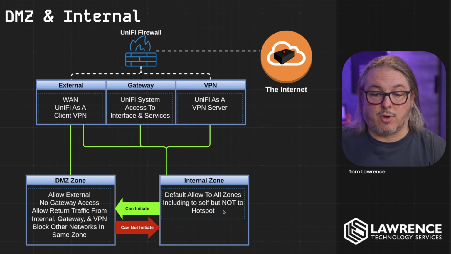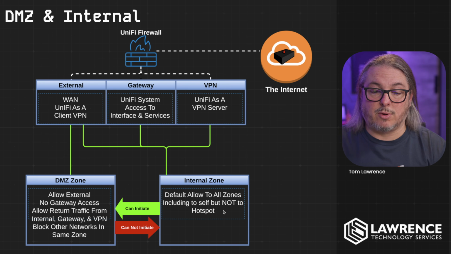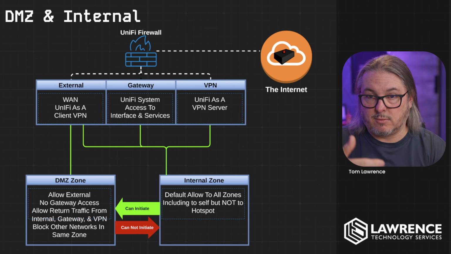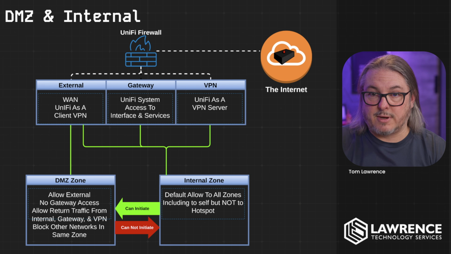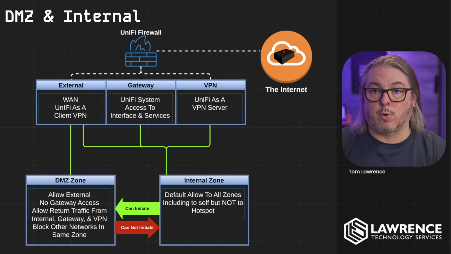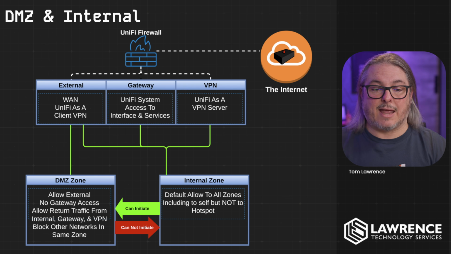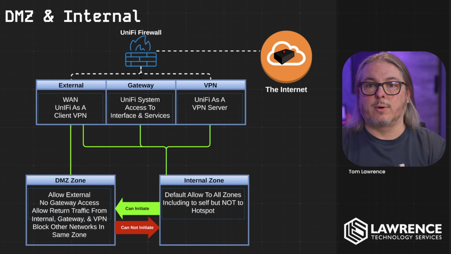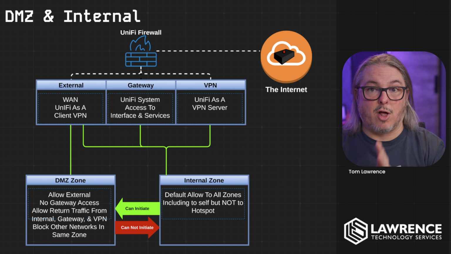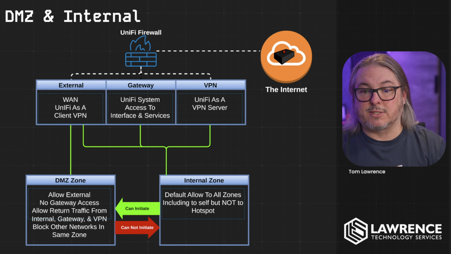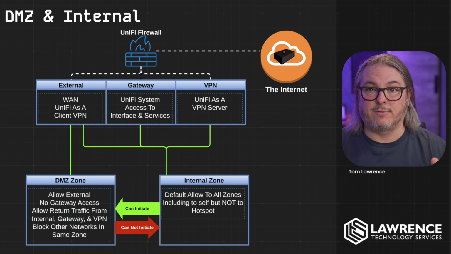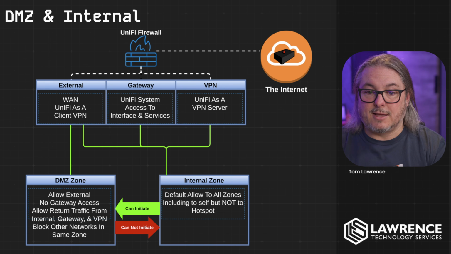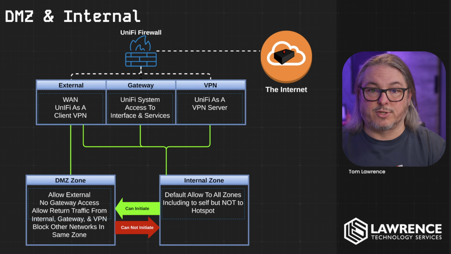Now we have the internal zone, which is a default allow to all zones, including, but not to the hotspot. So it includes everything. This is where UniFi will put the default networks that you create, right in the internal zone. That's where my computer lives. It gives me access to everything except for hotspot. Hotspot we'll get to in a moment, but this is an allow-all zone to talk to all the other networks that are also in this zone. So if you add several networks and they are all in the internal zone, they all have the ability to talk to each other. So if I create another subnet, I can have my computer that's in the internal zone talk to other networks that are also in that internal zone.